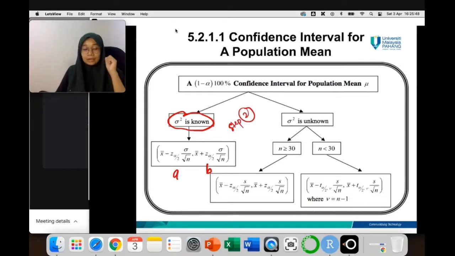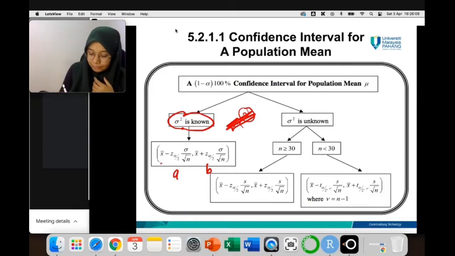Alright, so there are 3 cases that you need to consider. First, sigma square is known. What is sigma square is known? Dalam soalan ataupun dalam case study, dia akan bagi tahu nilai sigma square. The value of population variance is given. When the value of population variance is given, this is the formula to find the lower boundary. This is the formula to find the upper boundary.